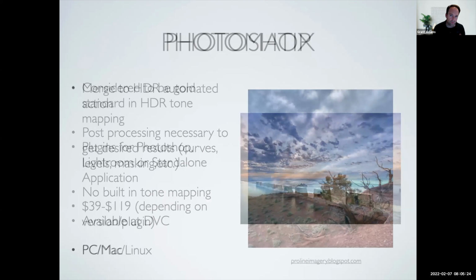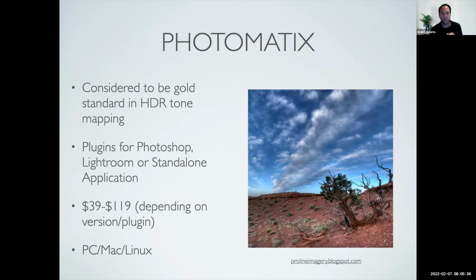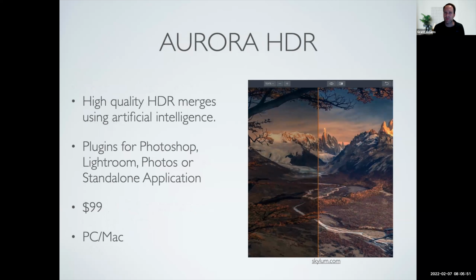So there are a couple other software options out there. One is called Photomerge. It's for a long time been considered to be the gold standard in tone mapping. It has plugins for Photoshop or Lightroom if you're a professional photographer. It also is a standalone application. So depending on what it is that you're after, you can actually purchase this. You could probably get a student license for it if it becomes interesting to you. It does a great job of automating this process.